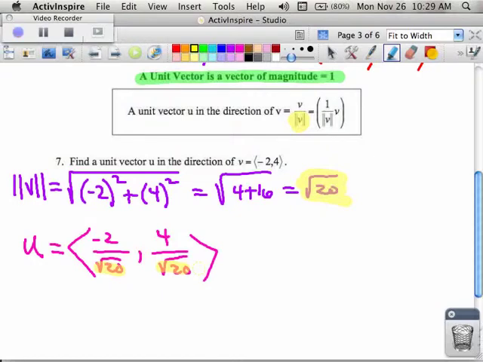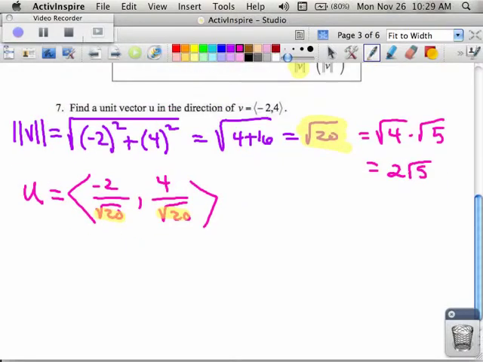Now if I'm simplifying this, just to show you how this would work out, this magnitude of 20 radical is really the same thing as the square root of 4 times the square root of 5, or in other words, 2 root 5. So everywhere in the yellow highlight, I would replace that with 2 root 5. So as I go along, my next step would be to say that I have negative 2 over 2 root 5, comma 4 over 2 root 5.